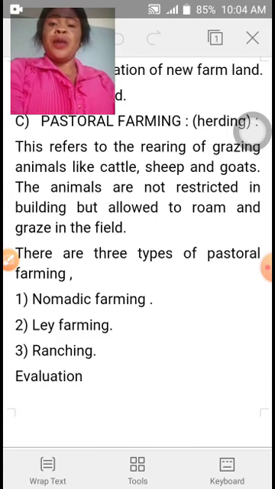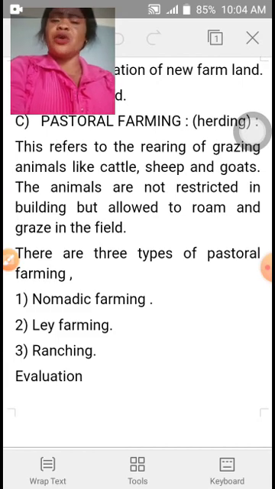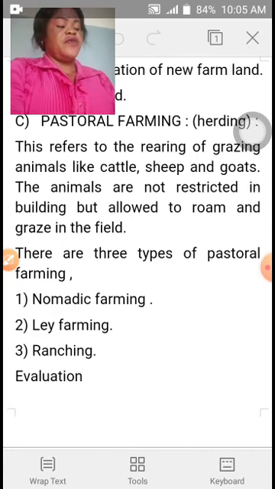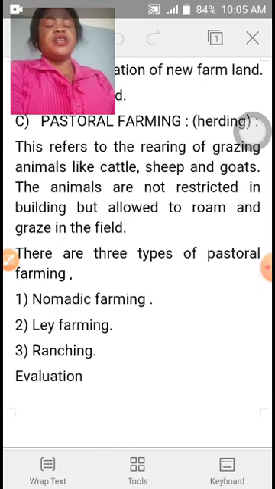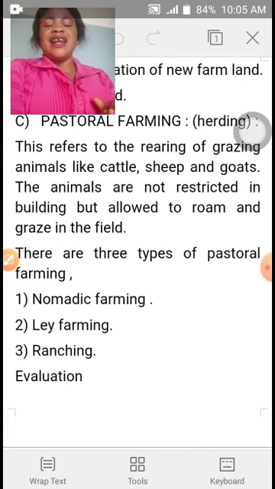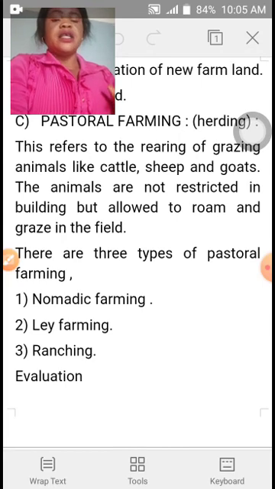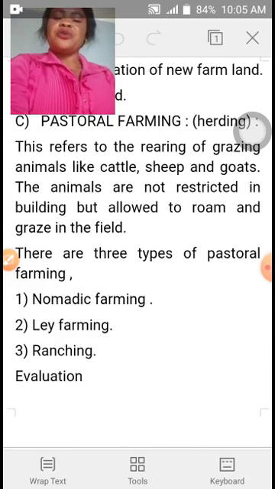You guys don't want to pay money so that we can take you for an excursion. You will go and see all these things that I'm talking about. All these grazing animals, you will see there. All these big horses, that is where you will see them. So ranching is another type of pastoral farming. Ranching refers to the system which involves the rearing of animals on large expanses of fenced land, as in Obudu cattle ranch. Yes, those are the 3 types of pastoral farming.